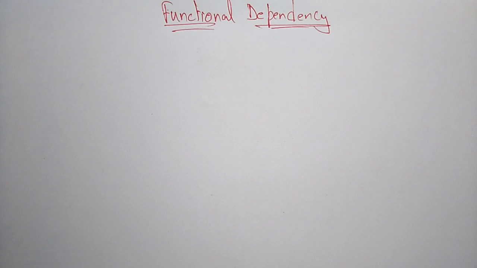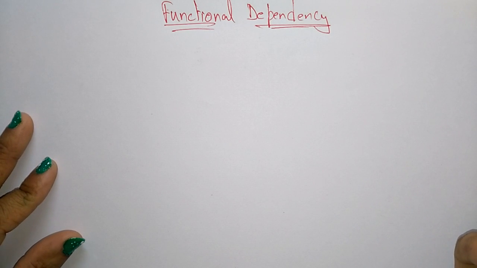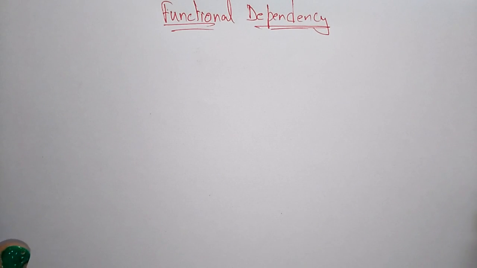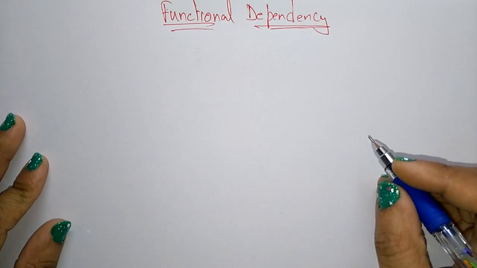So this is one of the important concepts that you have to know. It is a dependency relationship between the attributes that are present in the relation. If you know what a functional dependency is, then it is easy for you to understand the different normal forms that are used for creating the tables. Okay, now let us see what a functional dependency is.